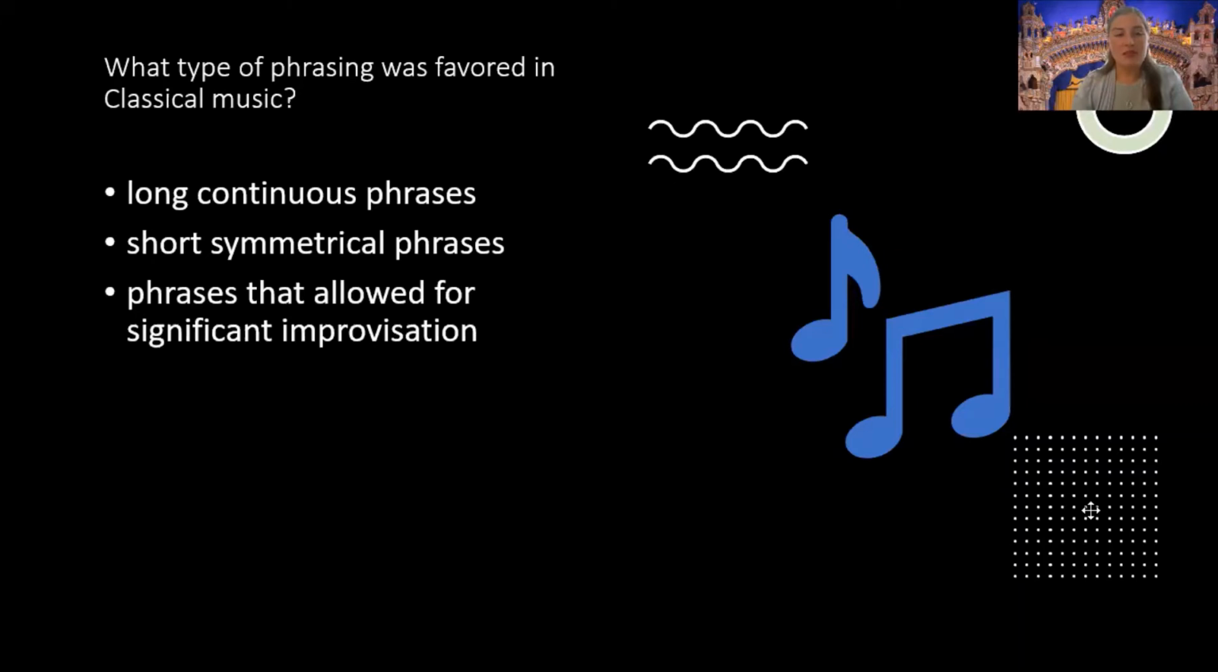So tell me, what type of phrasing was favored in classical music? Would they have preferred very long, drawn out, continuous phrases? Would they have preferred short, simple, symmetrical phrases? Or phrases that allowed for lots of improvisation and ornamentation? You tell me.